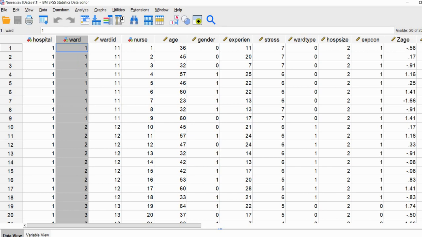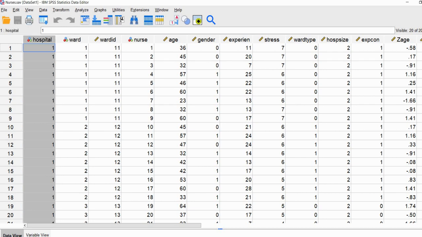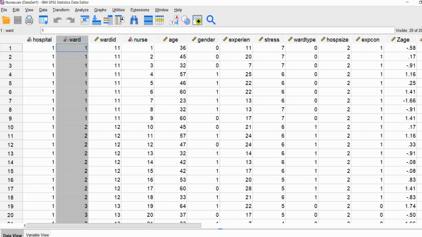So keep in mind that because we have a three-level model, we need to be able to identify those level 3 and level 2 units. So hospital again is referring to the level 3 units, ward is reflecting the level 2 units. And the ward variable, by the way, is set up to where it's identifying the ward within a given hospital.